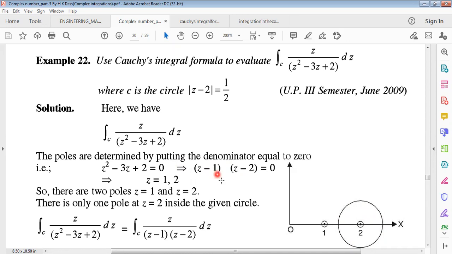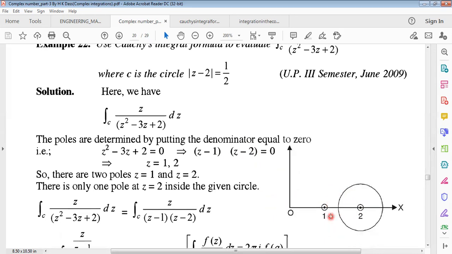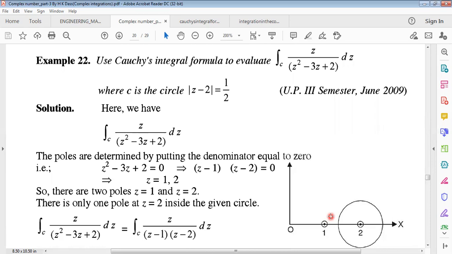One is z equals 1, another is z equals 2. Z equals 1 means x equals 1. Z equals 1 can be represented as 1 plus 0 into i. So x equals 1 is a pole, and another pole is z equals 2, x equals 2. This is the pole. So these two poles can be written like this.